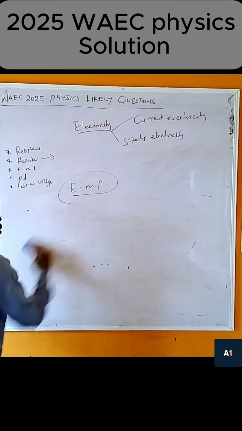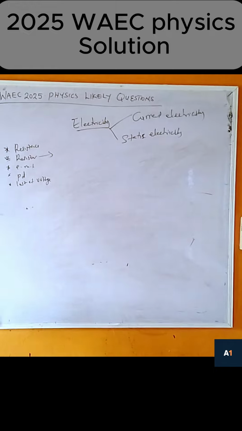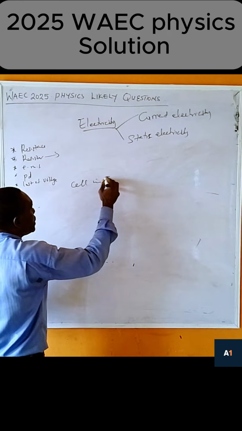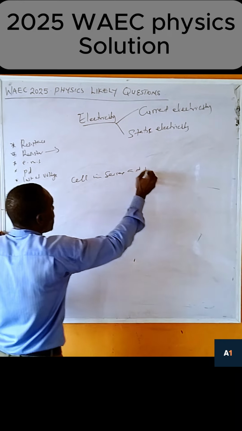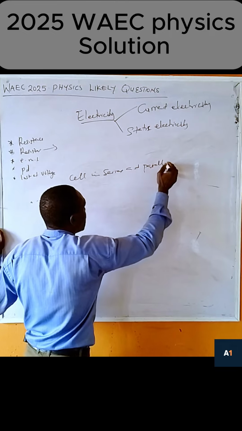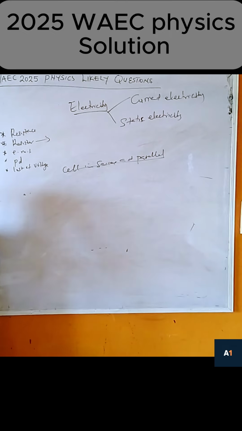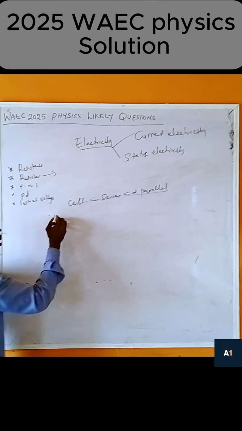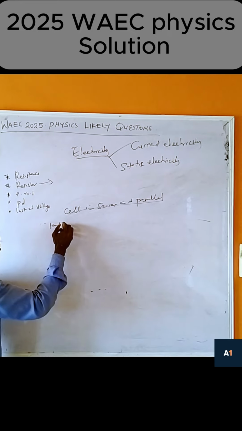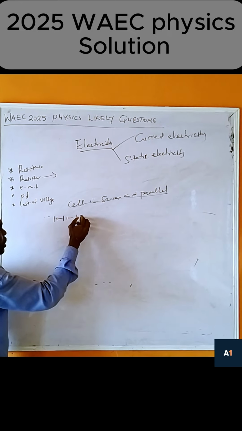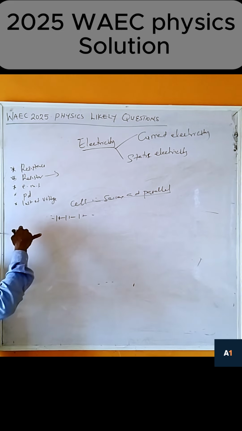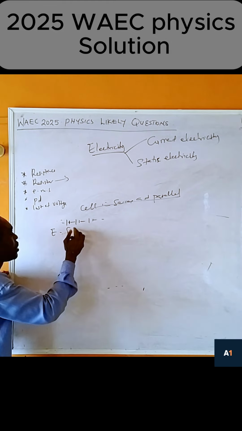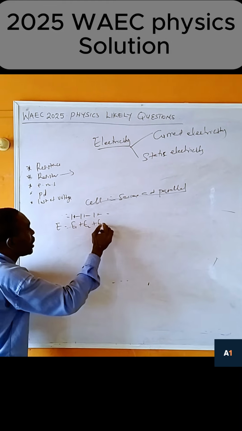Now, before that, let's talk about cells in series and parallel. Let's talk about if cells are in series. We have this one plus this one plus this one, like that. So the equivalent or effective EMF is equal to E1 plus E2 plus E3, like that.